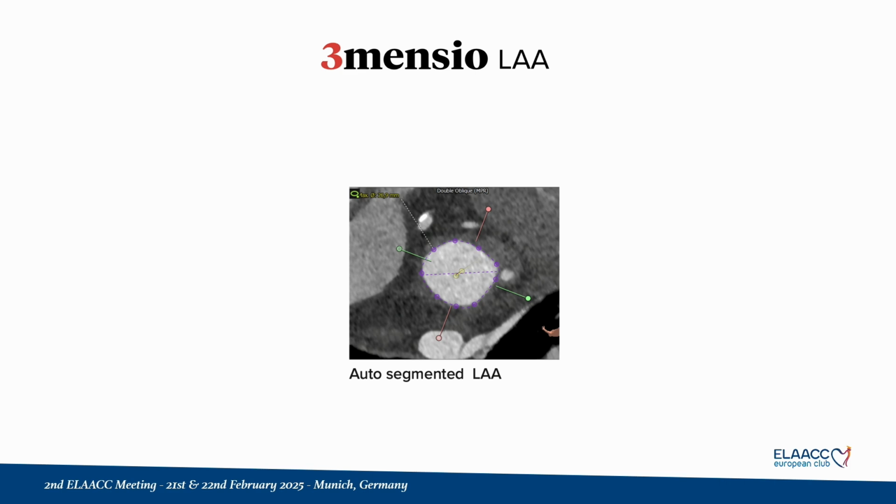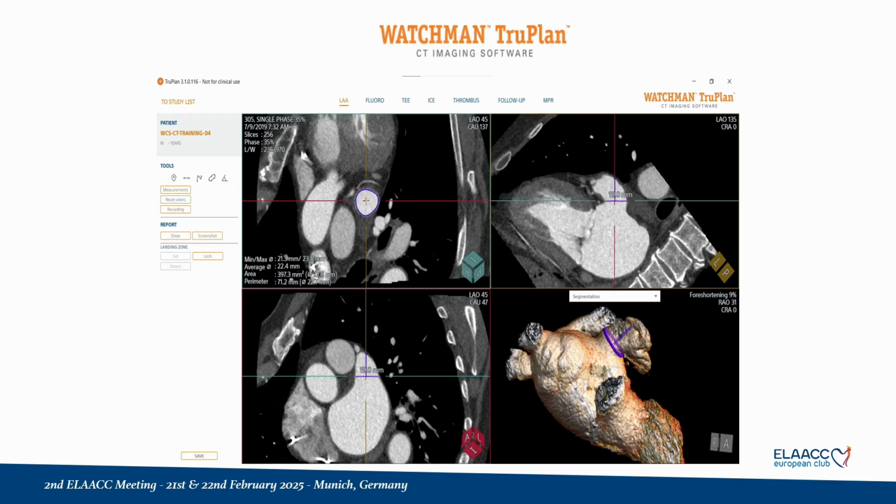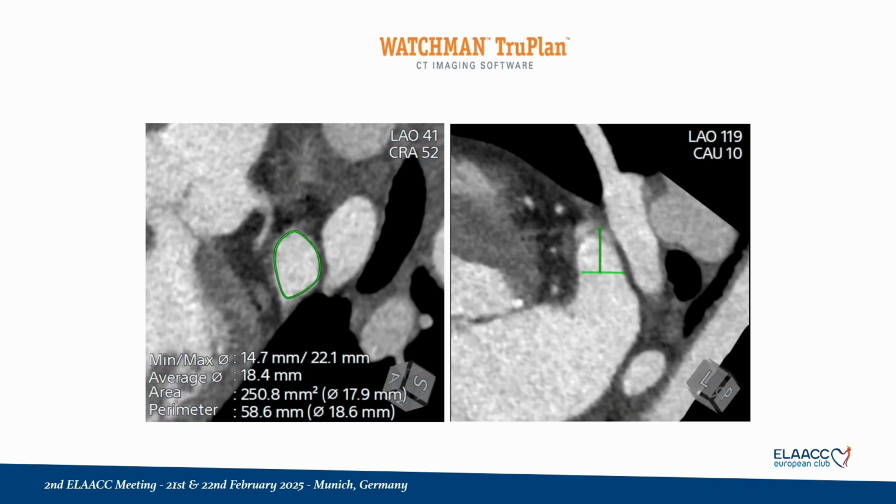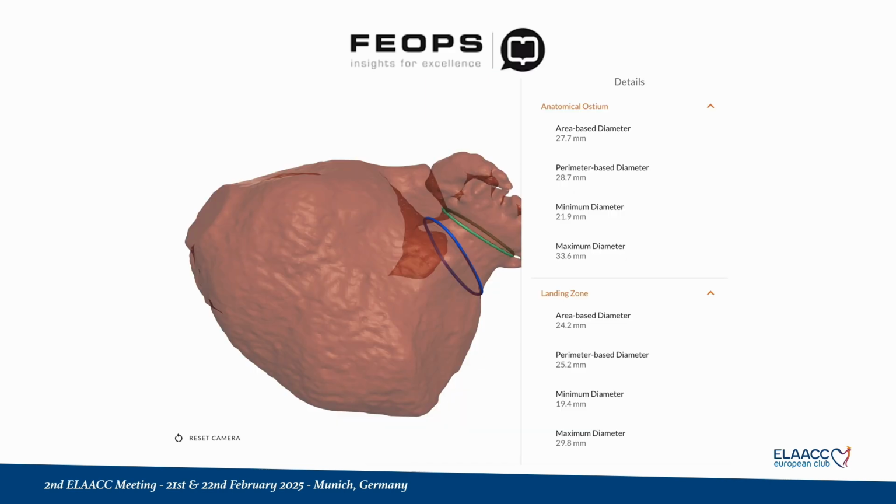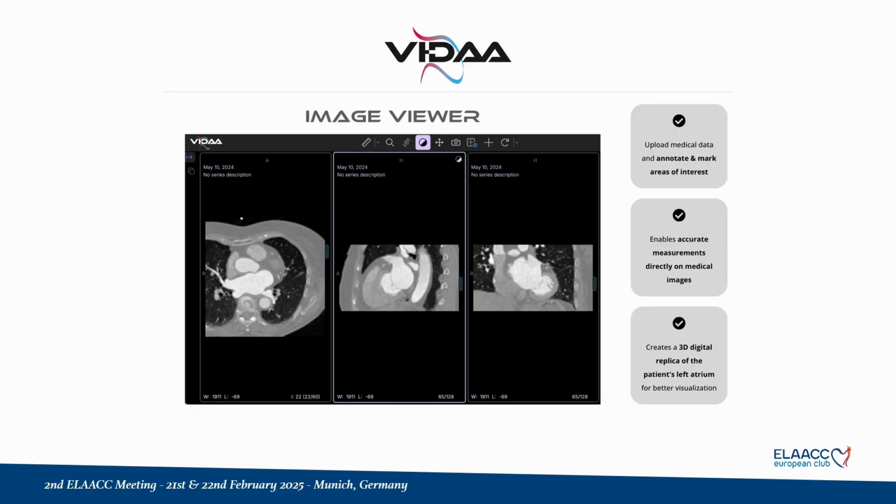So you just delineate the region, and it will give you a segmented LAA and the numbers. The same for TruePlan, you just click, and it will delineate the anatomy, and it will give you the perimeter, the area, all that you want, minimum, maximum. So it's fairly easy to measure, and it will configure to the anatomy of the patient. With FEOPS, you have as well a lot of measurements. Sometimes it's too much. VIDA does the same.